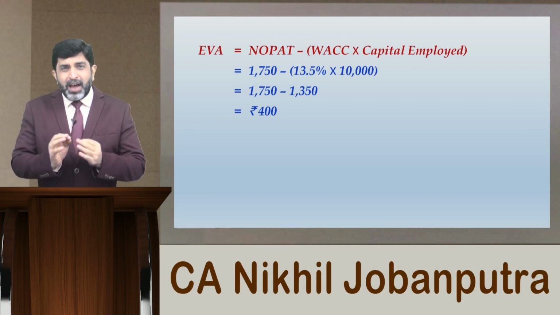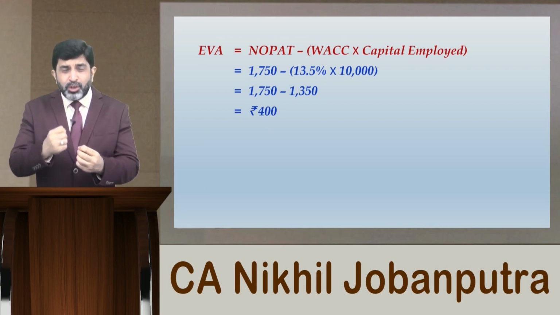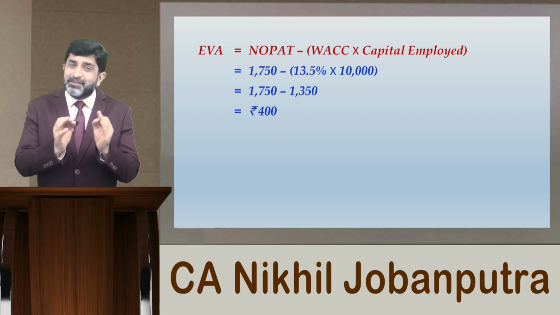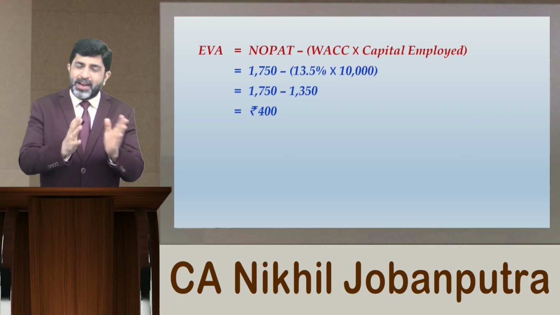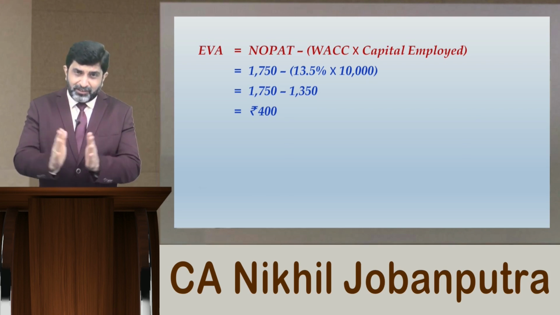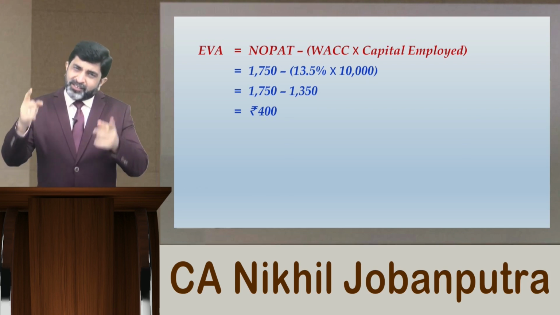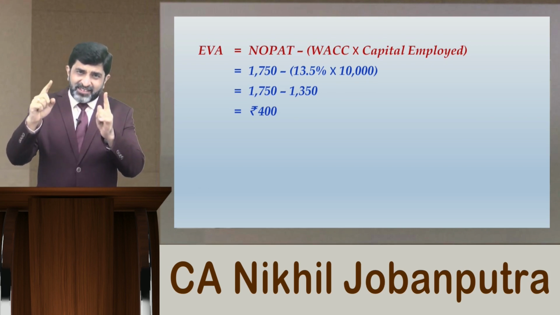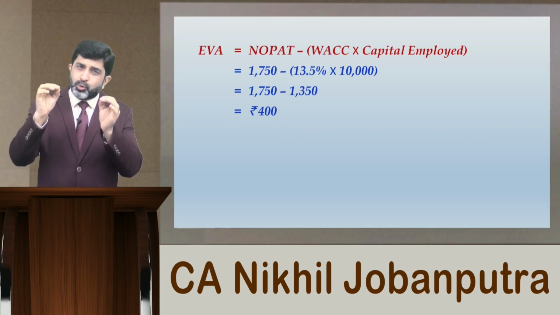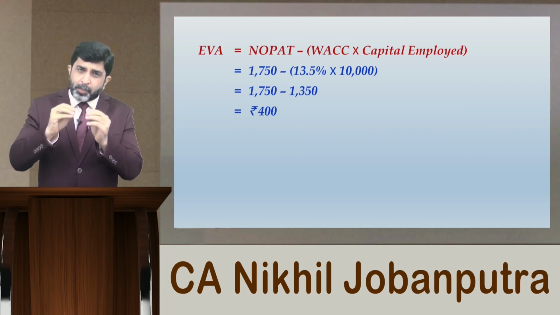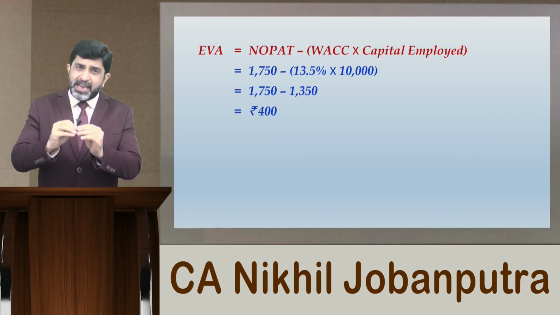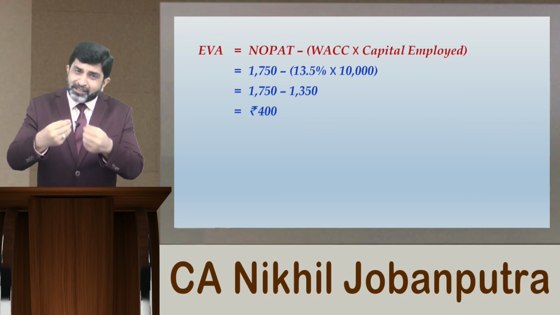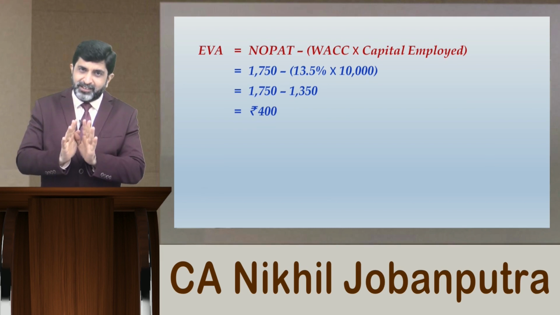However, if I simply tell you just yet another way of arriving at EVA, that is economic value added, you would be amazed. What you do is start making the income statement right from the beginning. Start from sales less cost of goods sold, you get gross profit. Subtract your operating expenses, you arrive at EBIT. Subtract interest, you get EBT. Subtract tax, you get profit after tax.